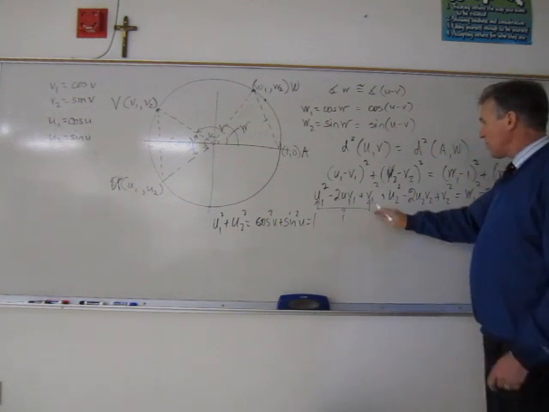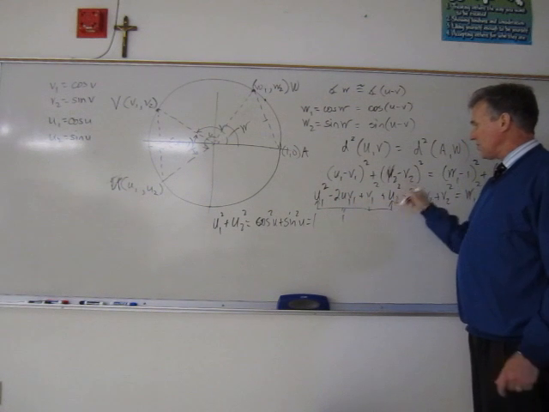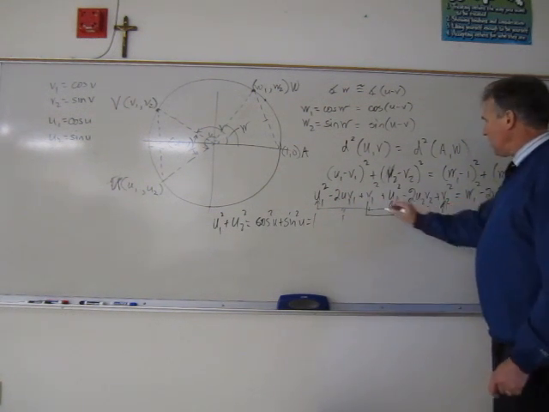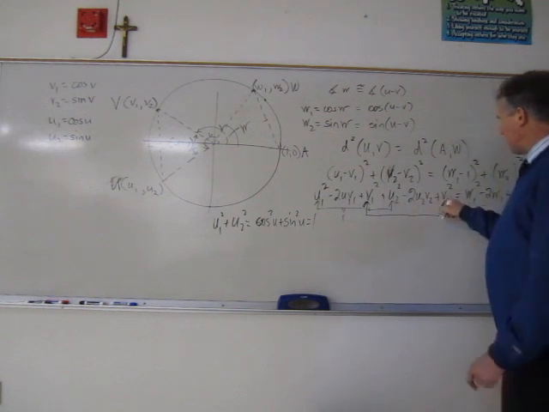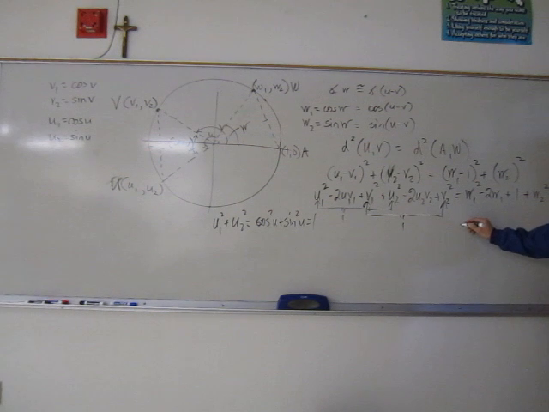I can do the same thing. Whoops, grouped the wrong thing. U sub 1 squared plus U sub 2 squared equals 1. I can do the same thing for the V's: V sub 1 squared plus V sub 2 squared equals 1. Moving over to the other side, I've got W sub 1 squared plus W sub 2 squared equals 1.